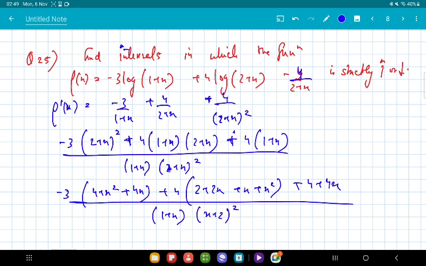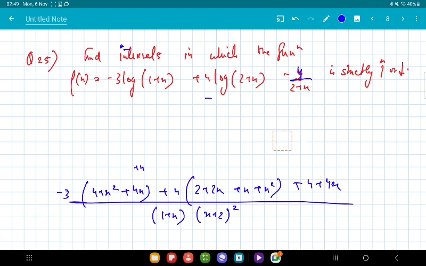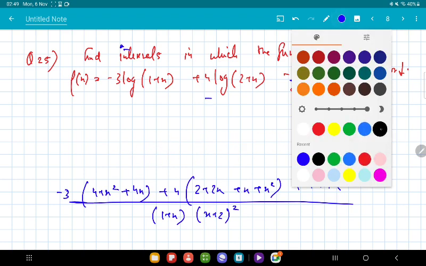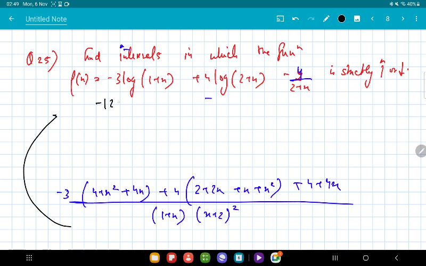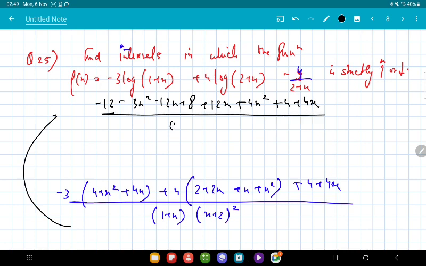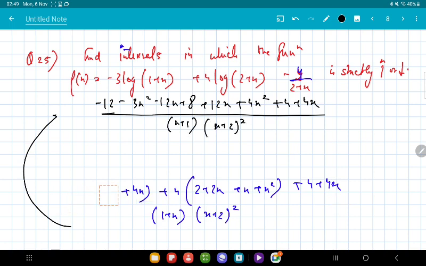Minus 12 minus 3x square minus 12x plus 8 plus 12x plus 4x square plus 4 plus 4x. Okay, kind of like this I'm getting. I'm going to rub all this part out first of all so that I can continue solving it. We see this minus 12 minus 3x square minus 12x plus 8, 12x, 4x square plus 4 plus 4x, 5 1 plus x. Okay, now I'm rubbing this out.